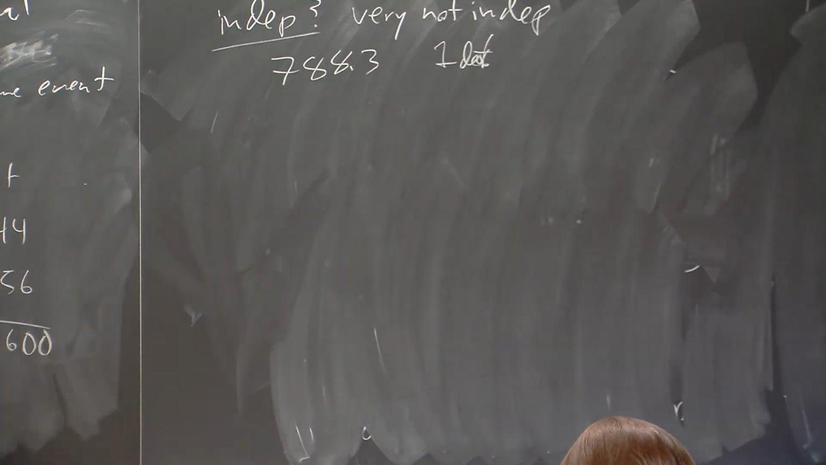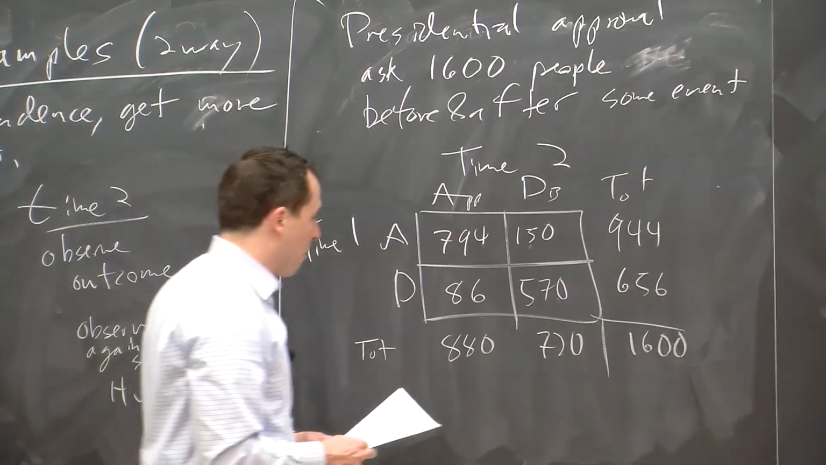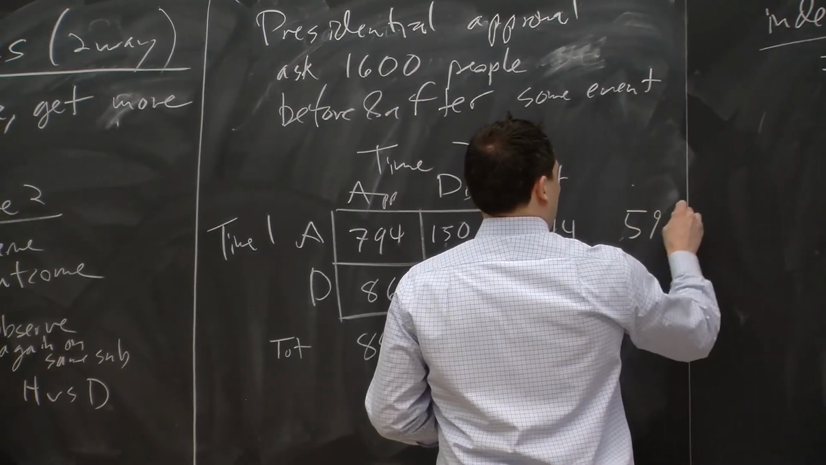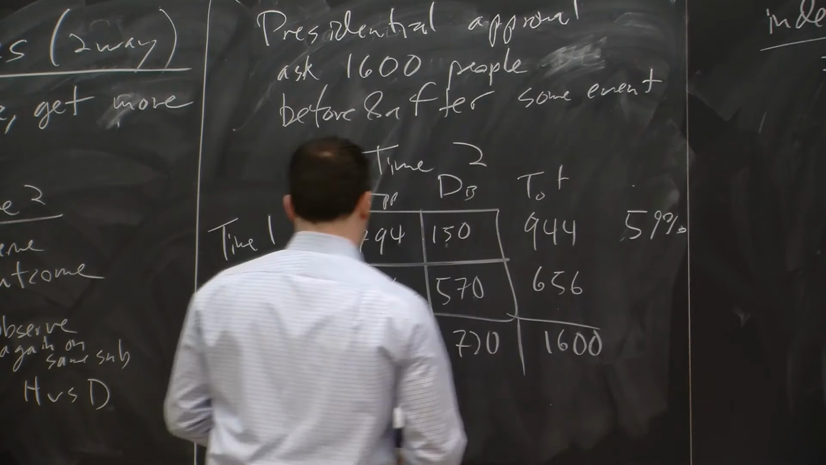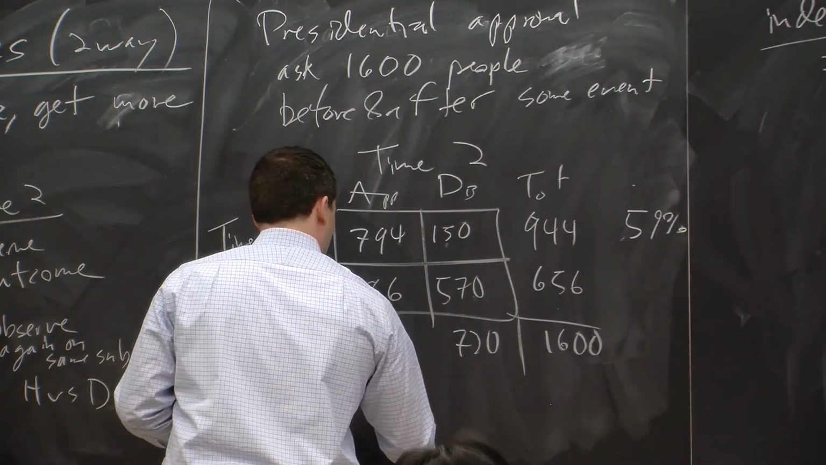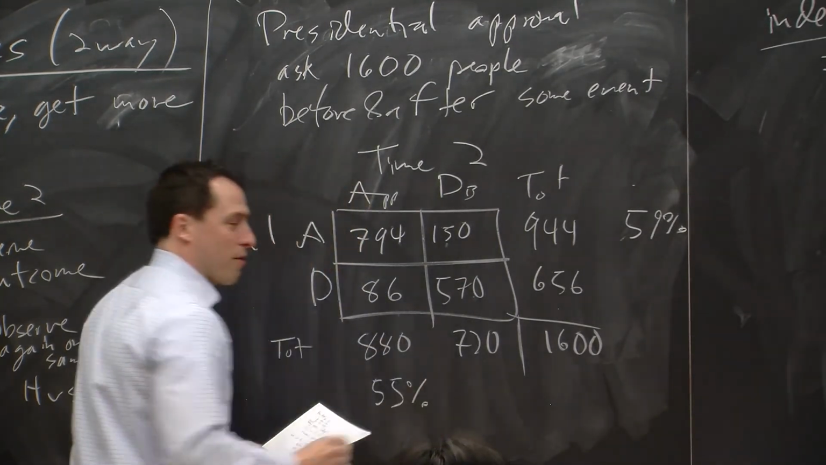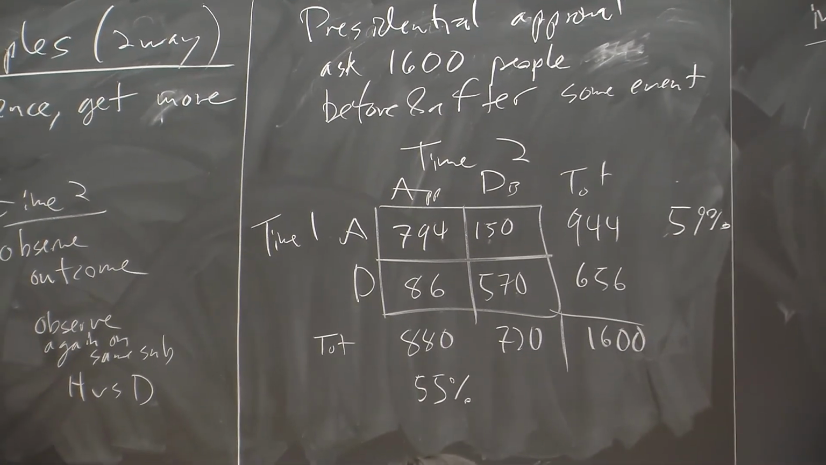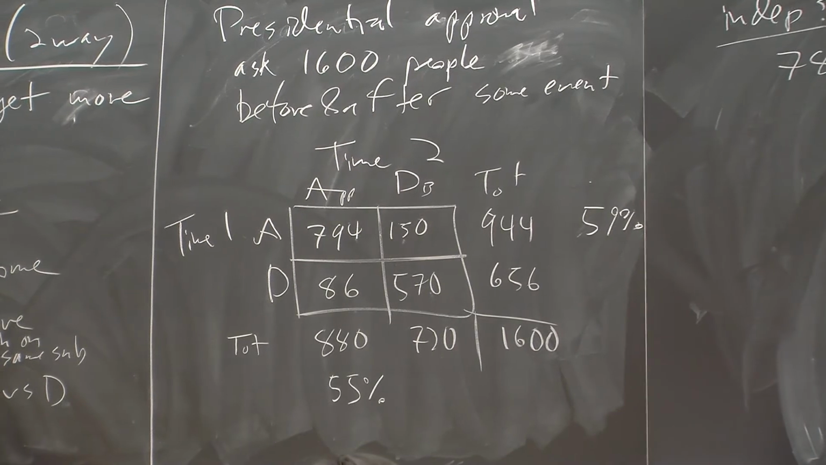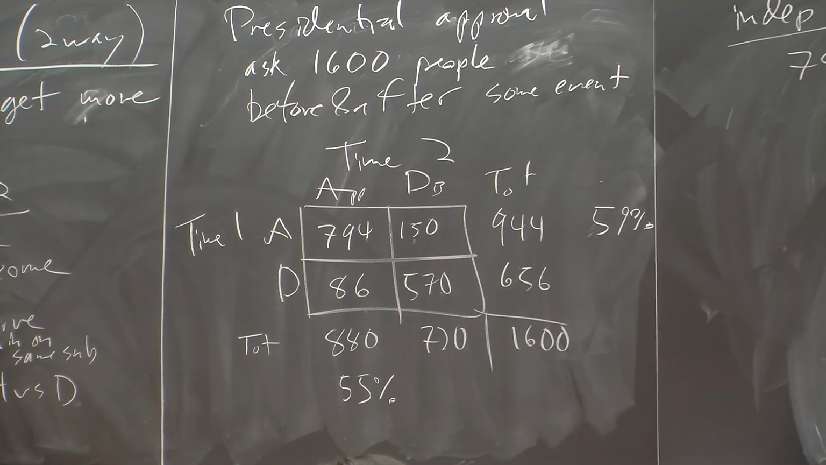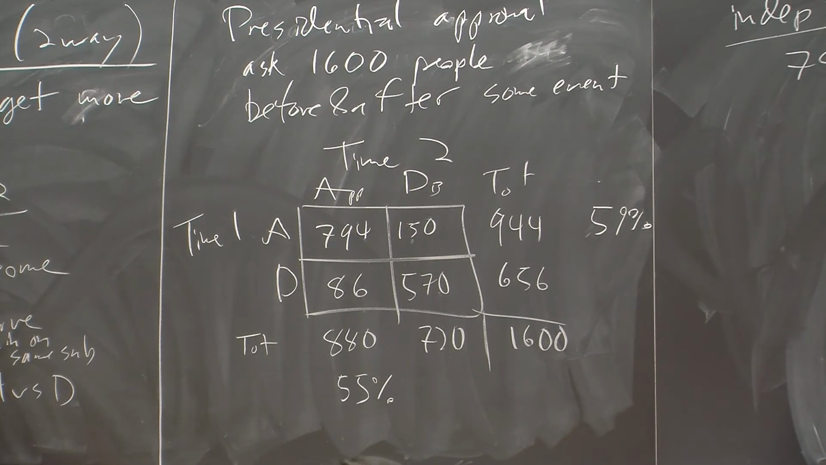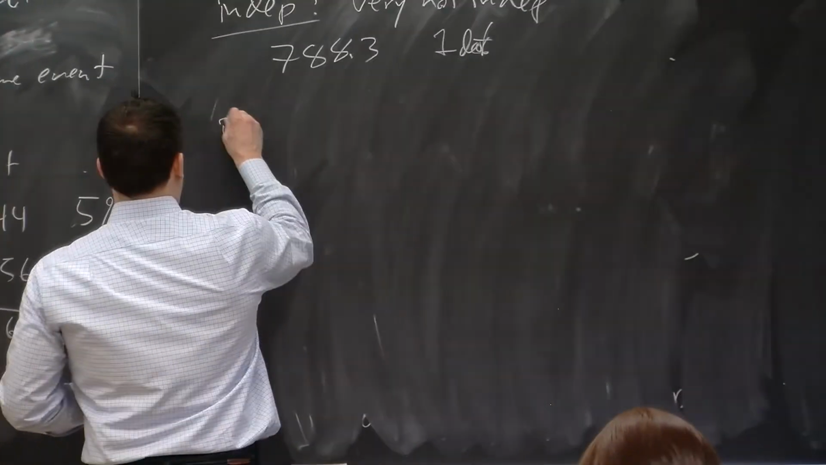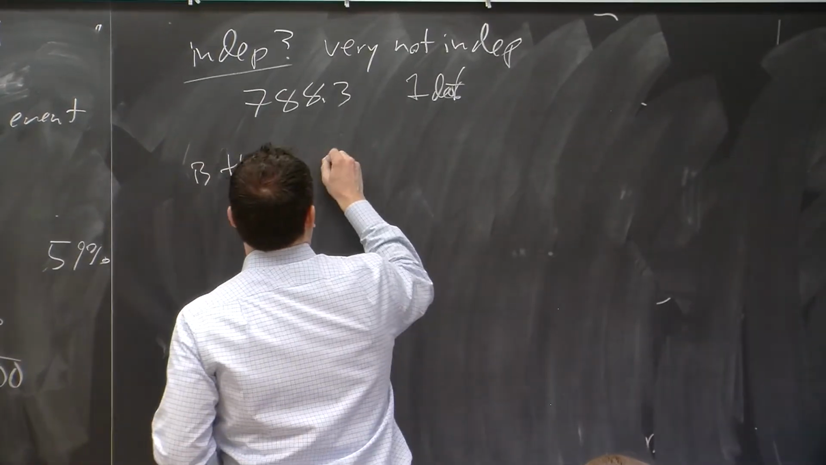What we really want to do, since this was a presidential polling firm, is look at the margins. What is the percent approval rating? So 59% approved before the speech and after 55% approved. So there was apparently a 4% drop in the president's approval rating. This is the sort of thing that keeps presidents up at night. And our question should be, is this change significant? And what kind of change is this?